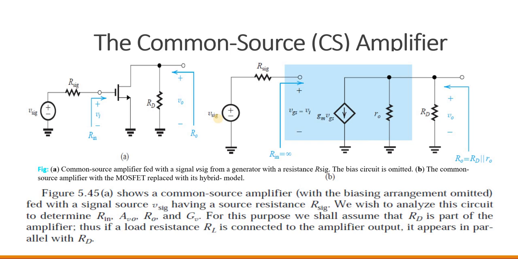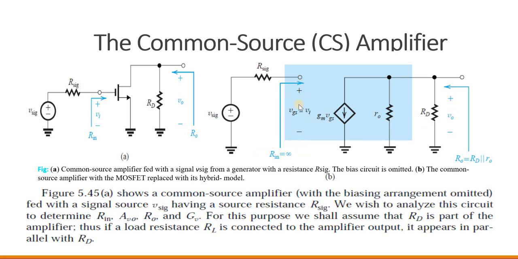The signal will be applied between the gate and the source, and it provides a current of gm into VGS at the drain terminal. So this is the current at the drain terminal. The input resistance of this controlled source is very high, that is ideally infinite.